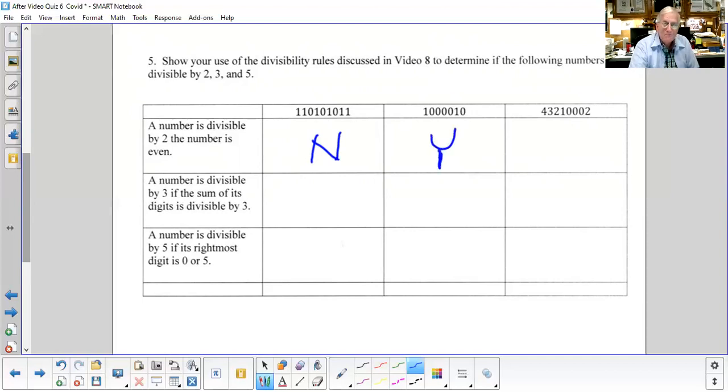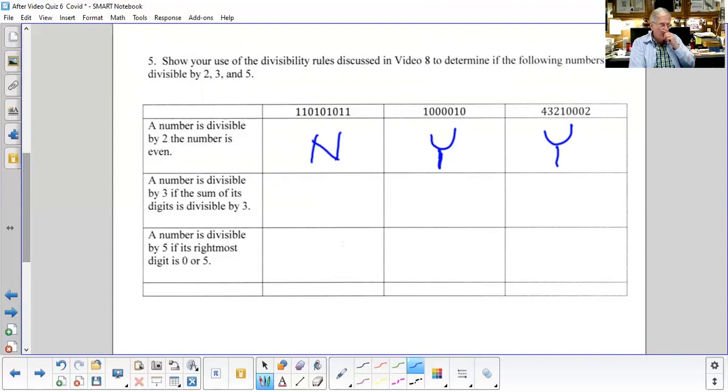Look at the third number. Is it even? Yes, it ends in a 2, right? Therefore, it is divisible by 2. If you don't believe me, you could take each of those numbers and test them on your calculator by dividing them by 2. You'd find out the first one doesn't go in evenly. However, the next two do go in evenly.